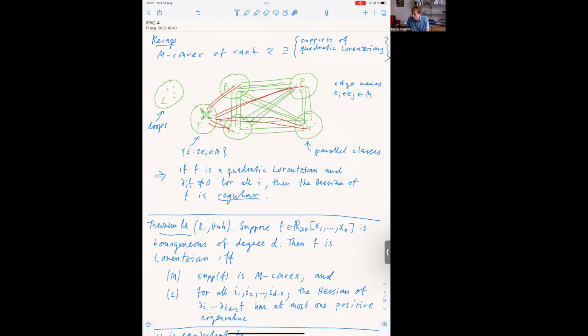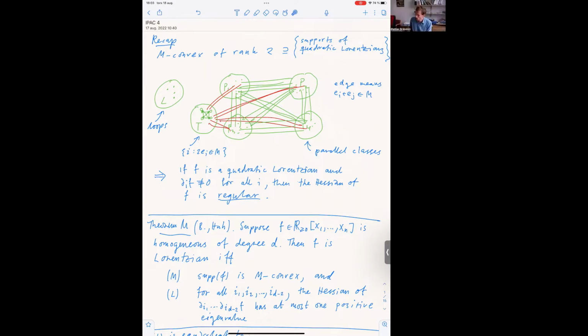So one feature of this is that, yep. May I ask something? Yeah. So there's no elements like 2e_i plus e_j. Is it because it will be in rank 3? Yeah. And rank will be the same as the sum of the coordinates, right? Exactly. So the rank is the sum of the coordinates, which we know are the same for all elements in the M-convex set. Okay. Exactly. Thank you.